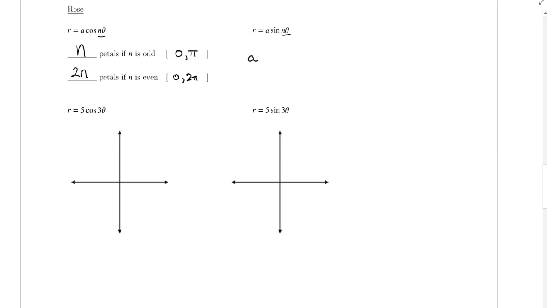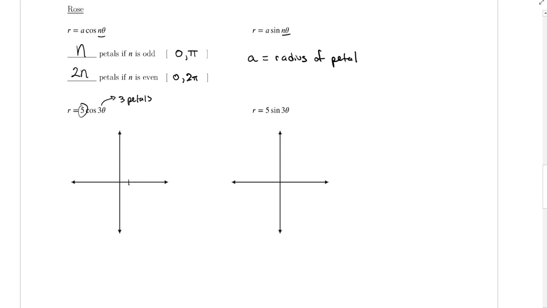The a in this case is going to give you the radius of the petal. So for instance, 5 cosine of 3 theta. This is going to be a rose with 3 petals. The radius of those petals is going to be 5.